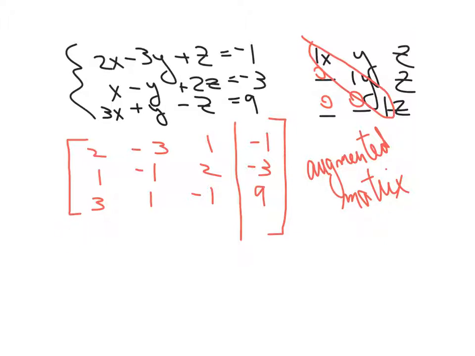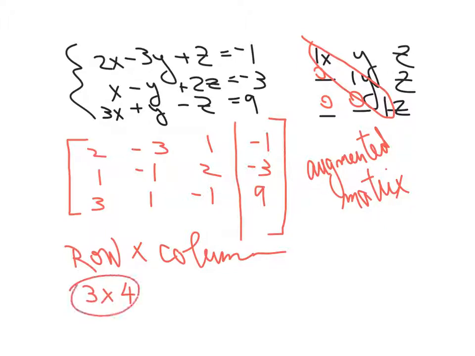Row times column. So how many rows are there? There's 3 rows and there's 4 columns. So this is called a 3 by 4 matrix. Okay, that's its dimension. If we only had 3 rows and 3 columns, it would be a 3 by 3 matrix. So in other words, if this disappeared, this would be a 3 by 3 matrix. And when the rows and the columns are the same, it's called a square matrix. Okay, so just some things there to give you some vocabulary on what's going on.